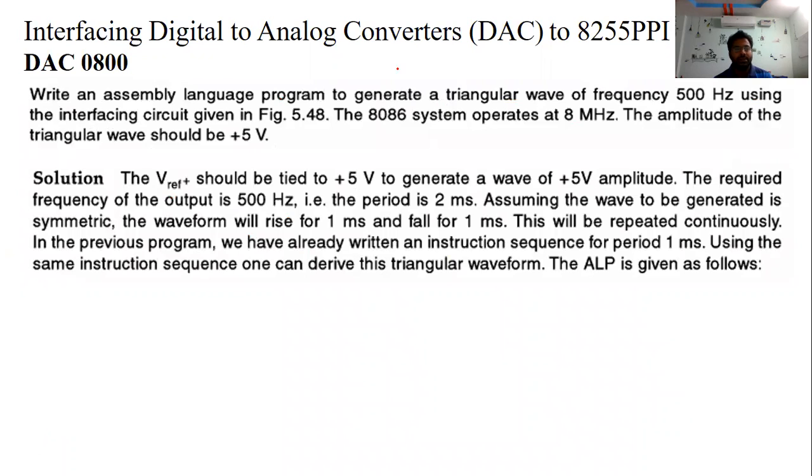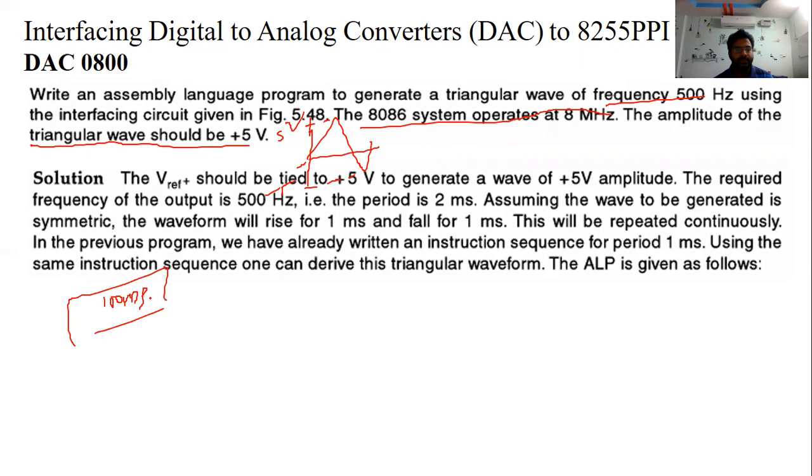So again they can ask you to interface this DAC 0800 to the 8086 microprocessor and produce some triangular wave. The triangular wave must be of how many volts? Plus or minus 5 volts, a 5 volt triangle. For this one, you can assume the conversion time for this device is 100 milliseconds.